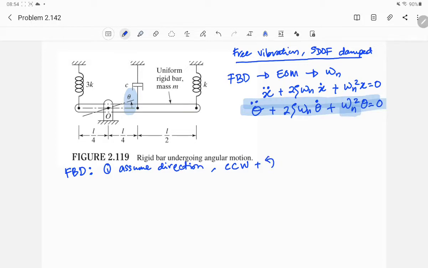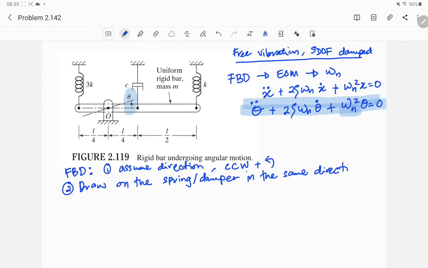And the second thing, once you have the assumed direction, is you have to draw the elements, the spring or the damper, in the same direction of this assumed direction. So in this case, it has to be clockwise.